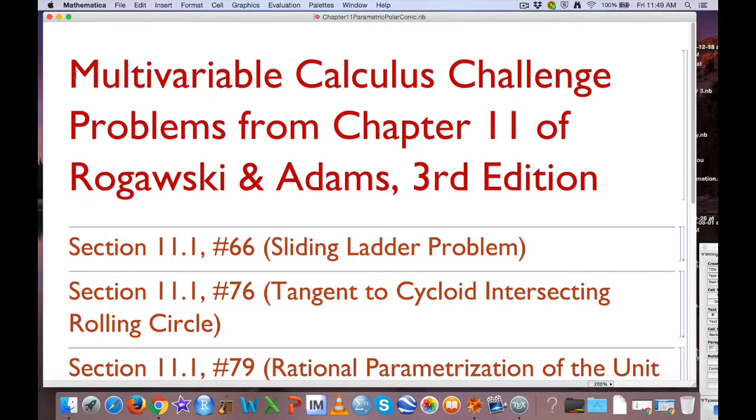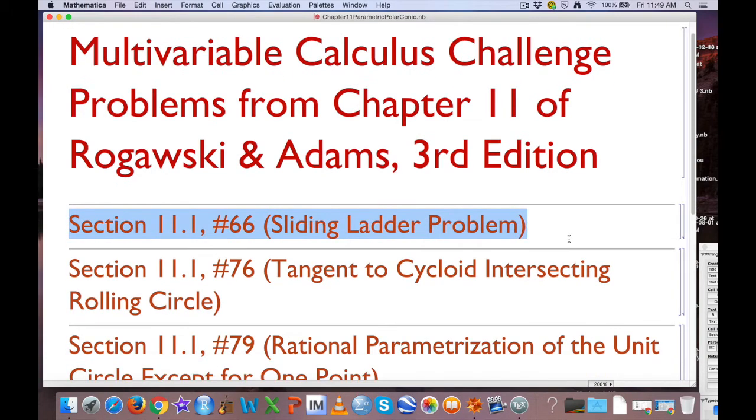So what you see here is the Mathematica file called a Mathematica notebook, in which I'm going to show you pictures, static pictures, and animations of diagrams that we look at in the problems we do for multivariable calculus. Again, this first video being on this sliding ladder problem, number 66.